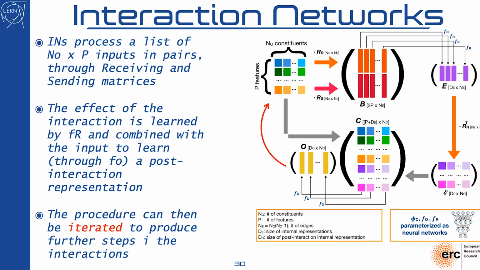And now I want to learn the message, so the equivalent of the M function that we saw before. And I do it with some neural network that here is called FR.